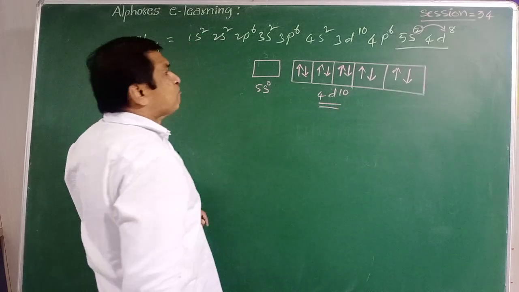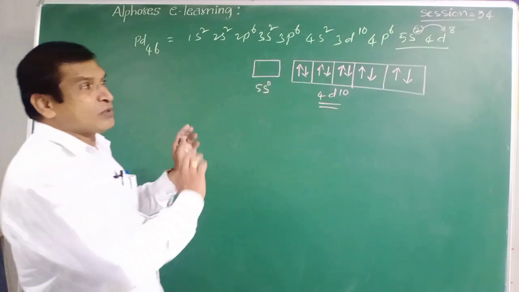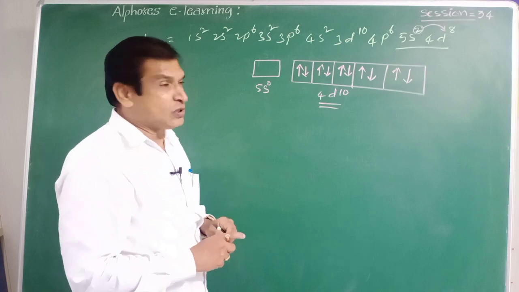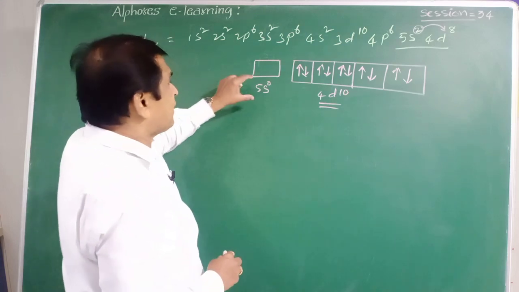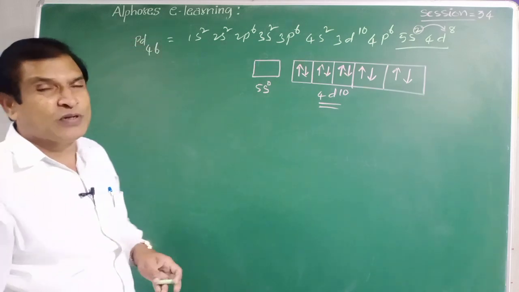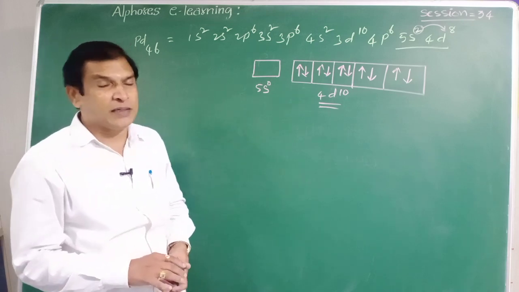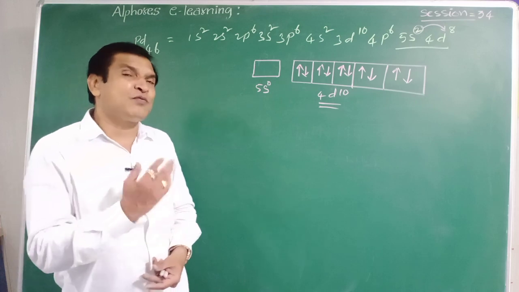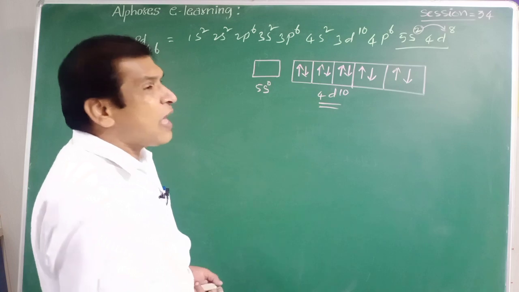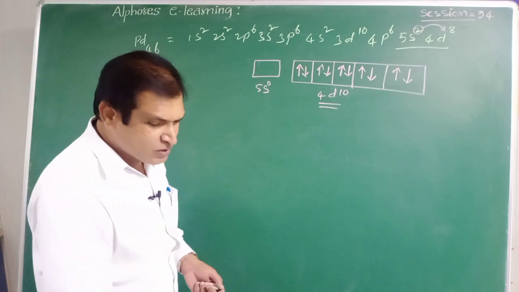Remember, the number of s electrons in the valence shell of palladium 46 is 0, because both electrons are transferred into the 4d orbital to acquire a completely filled, extra stable configuration. So that is 5s0 4d10. This is important purely from the objective examination point of view, whereas chromium 24 and copper 29 were important for your IP part as well as your objective part. So the anomalous electron configuration of the elements is completed.